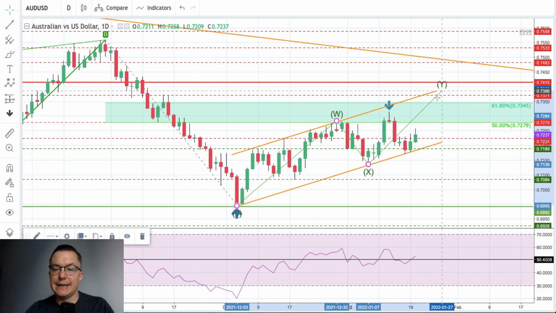What we are missing here is the wave Y. The wave Y will most likely hit the level of 61% at 7,345. So please keep an eye on the current development on the Australian dollar.